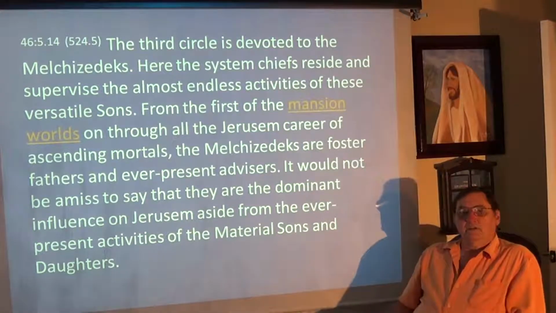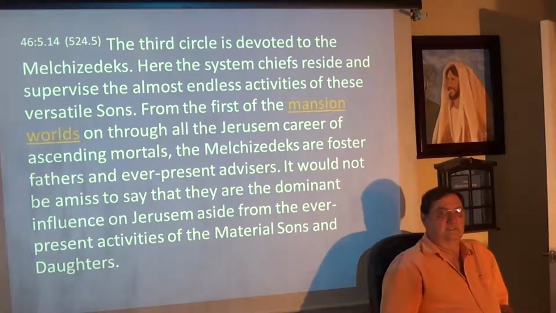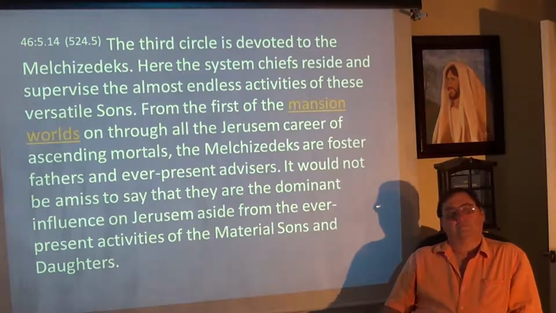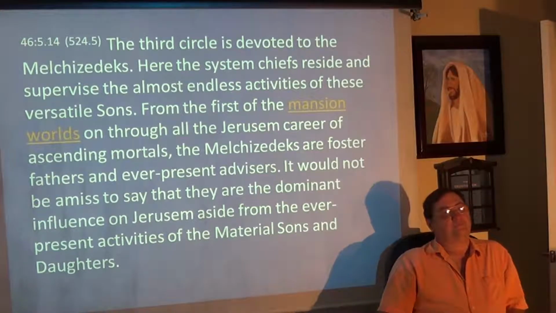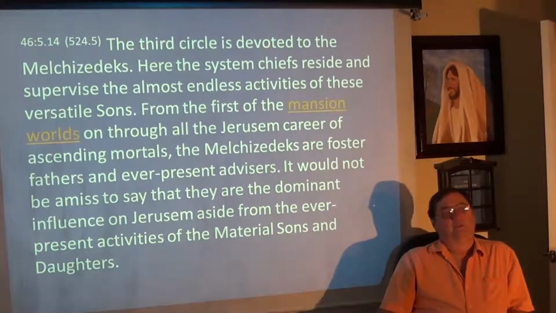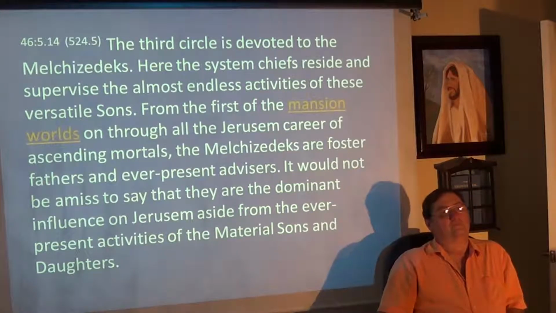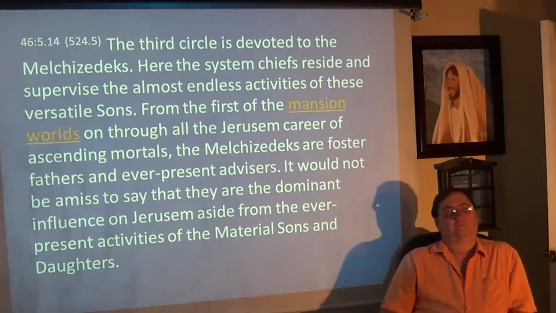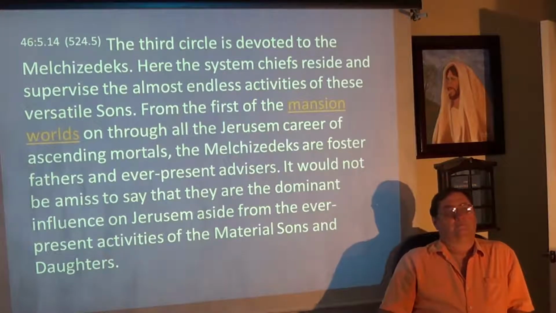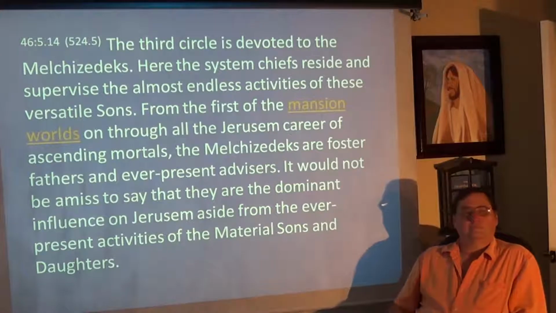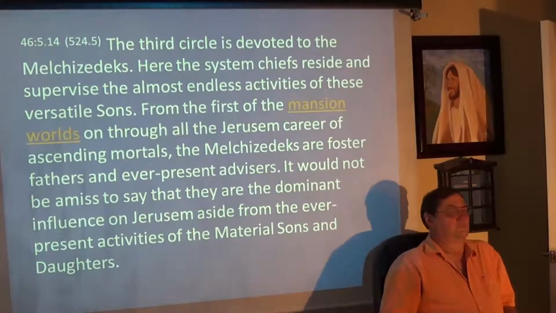Okay. Let's see, Rodney. Well, the third circle is devoted to the Melchizedeks. Here the system chiefs reside and supervise the almost endless activities of these versatile sons. From the first of the mansion worlds on through all the Jerusem career of ascending mortals, the Melchizedeks are foster fathers and ever-present advisors. It would not be amiss to say that they are the dominant influence on Jerusem aside from the ever-present activities of the material sons and daughters.